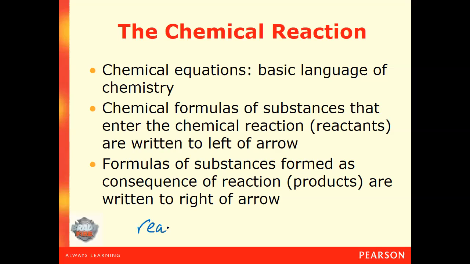So in our chemical equation, we are seeing a transition from reactants to products. And the reactants and products are separated from each other by an arrow. And that arrow indicates the direction of the reaction.